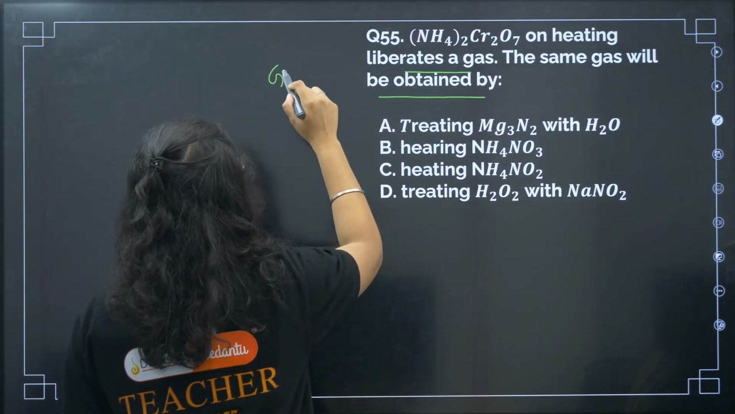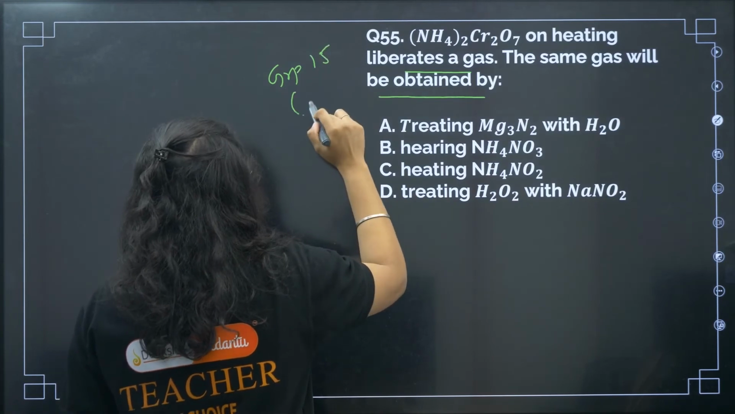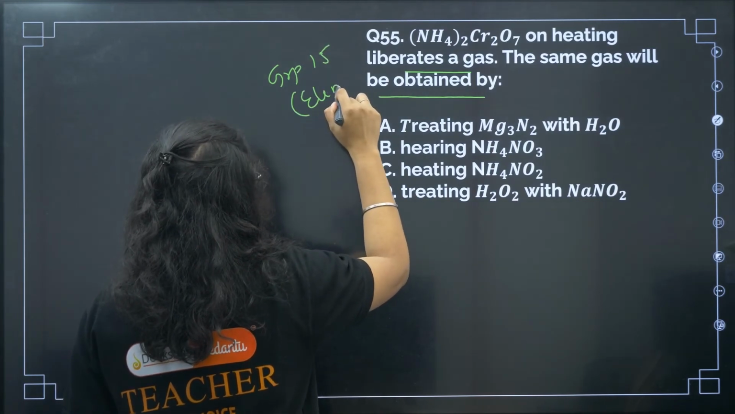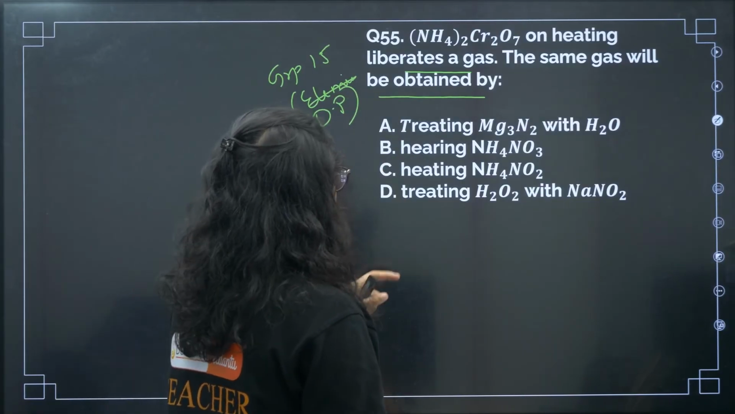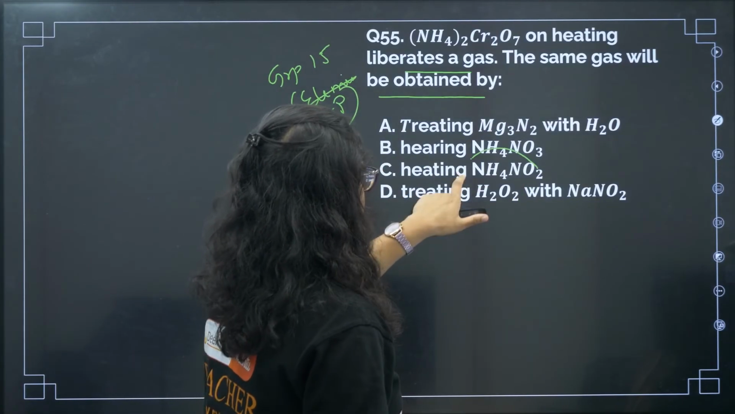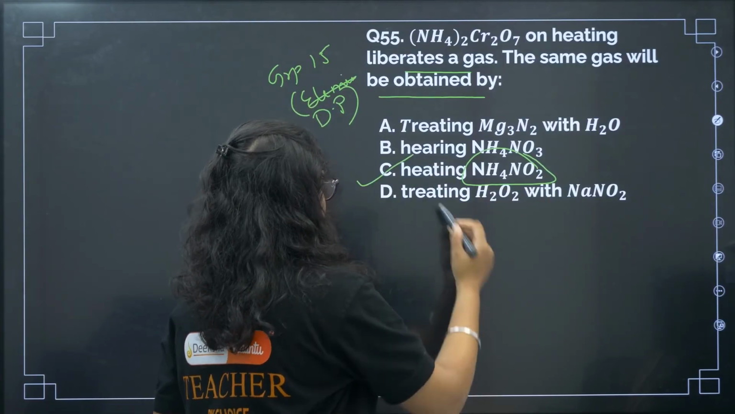Again, this question is from your group 15. You can eliminate it. This is deleted portions, no need to study. But I'll tell you the answer. This answer will be NH4NO2. Correct answer is option number C.